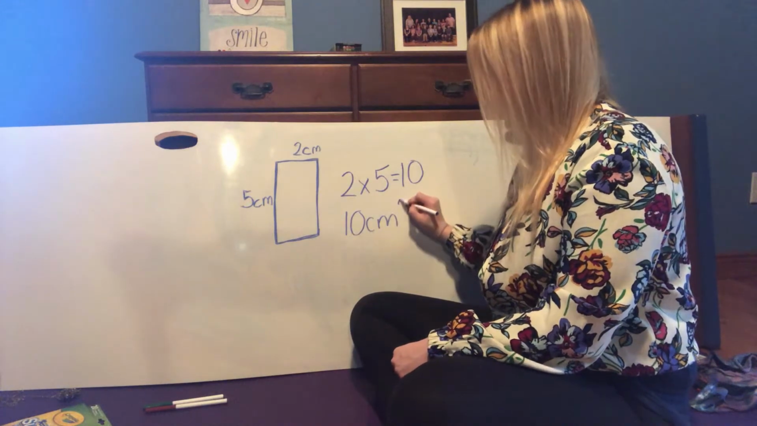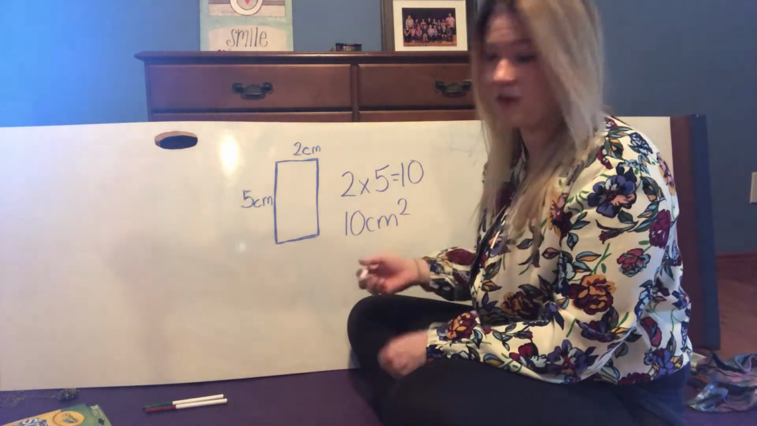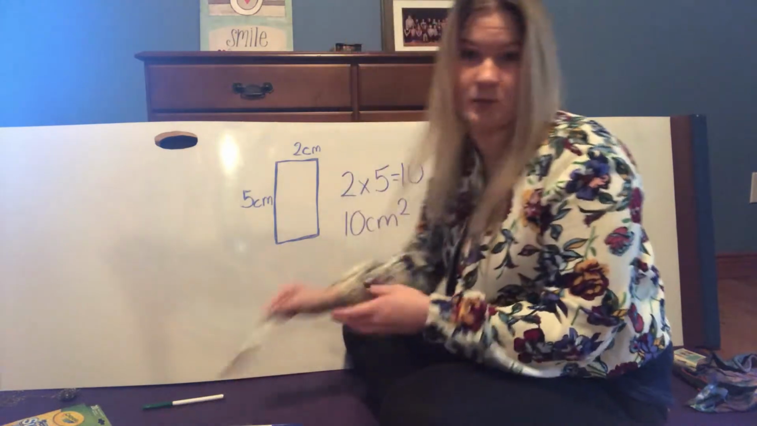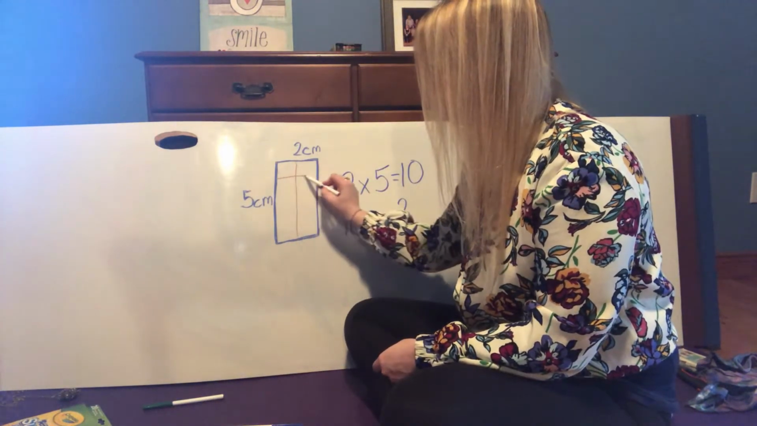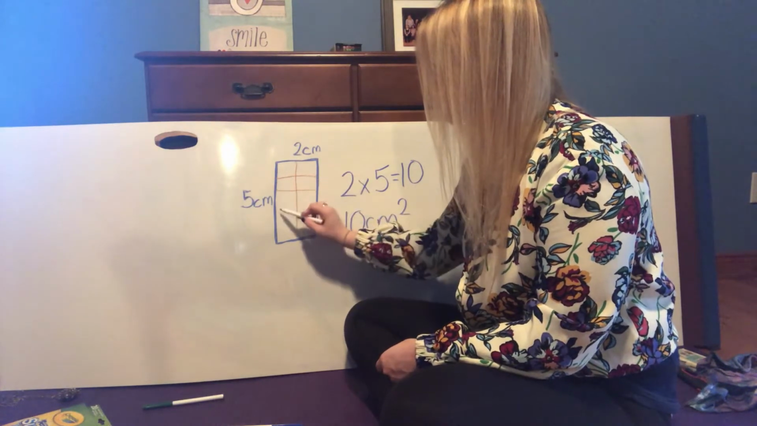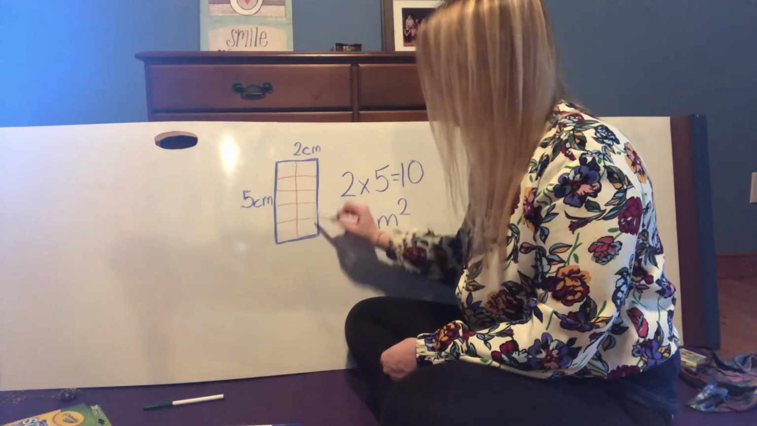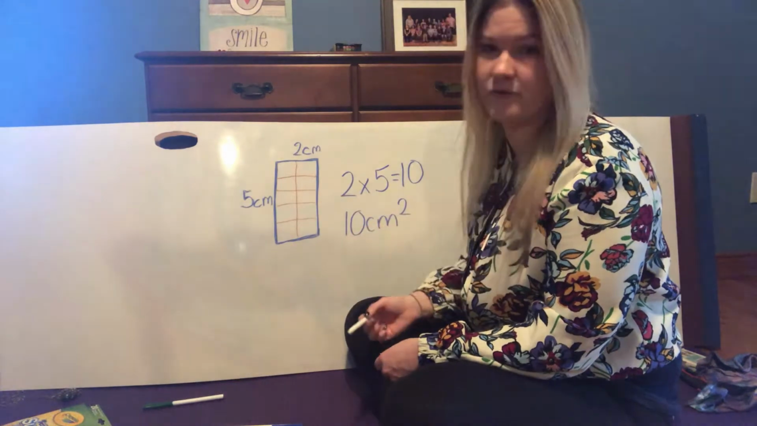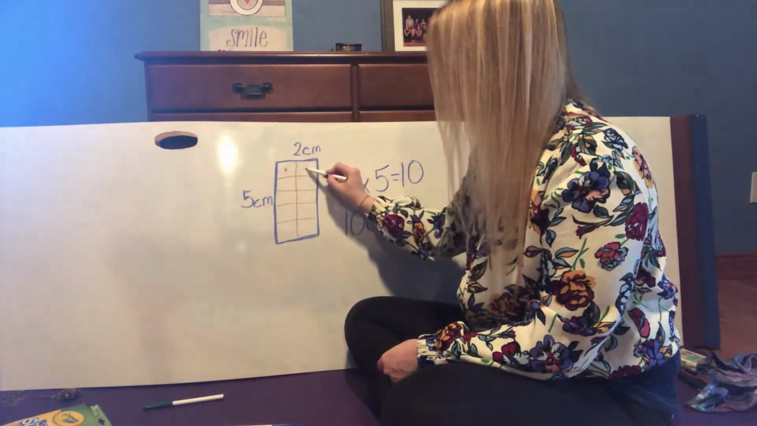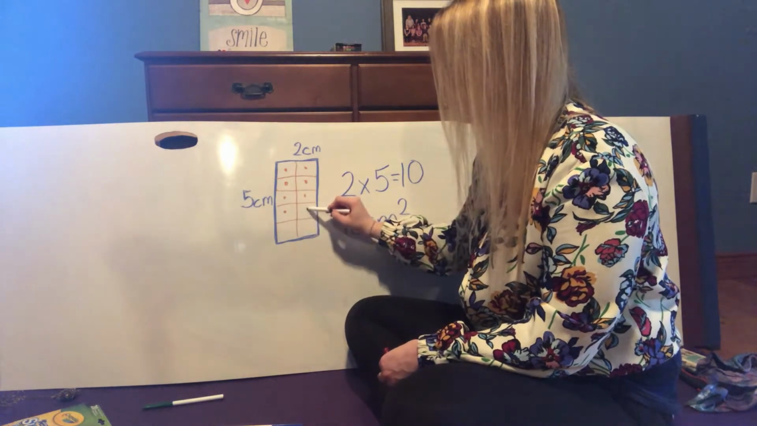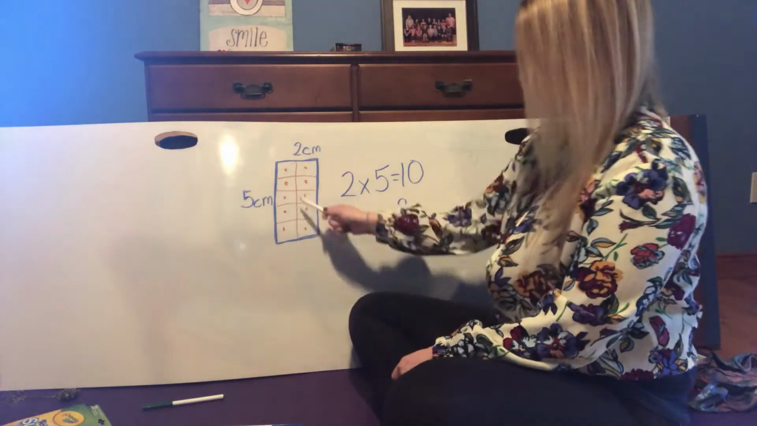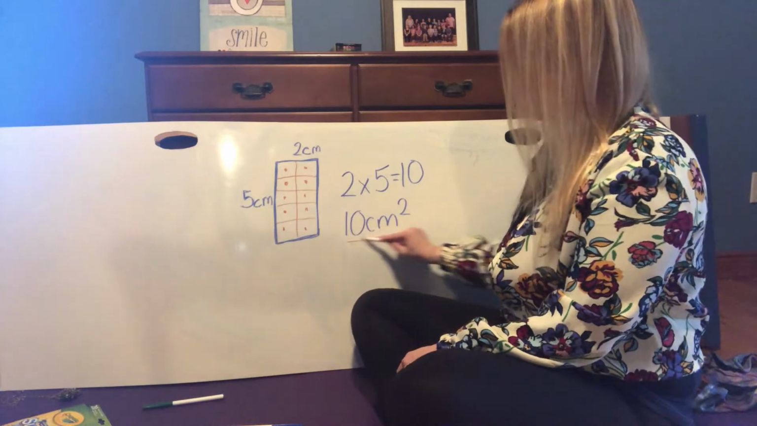So if I were to draw those boxes in, just to double check my answer, we know we've got 2 columns and 1, 2, 3, 4, 5 rows. So we have 1, 2, 3, 4, 5, 6, 7, 8, 9, 10. 10 centimeters squared is our area.